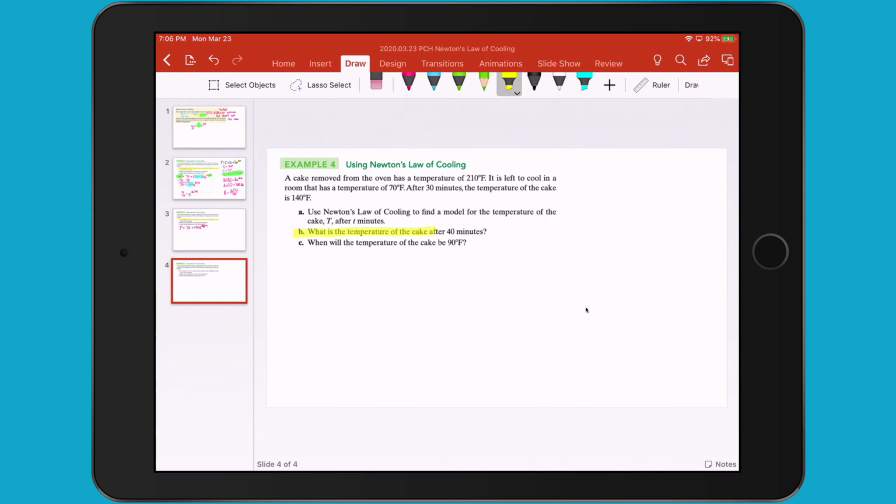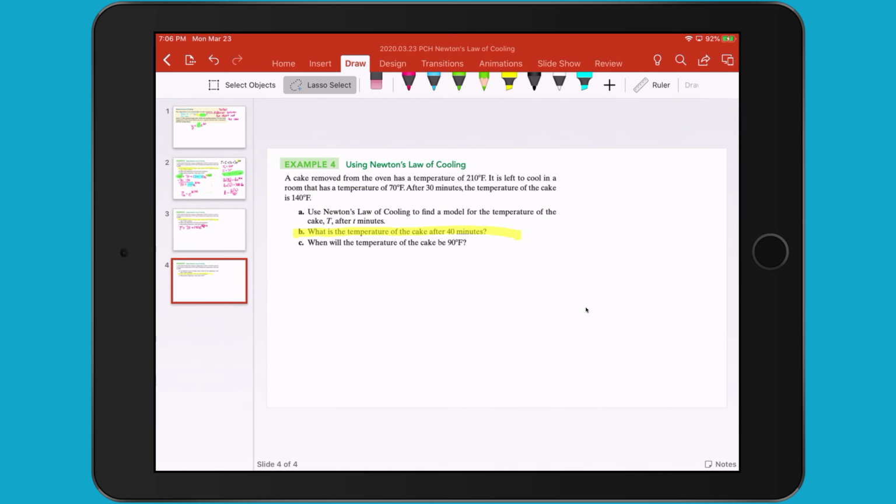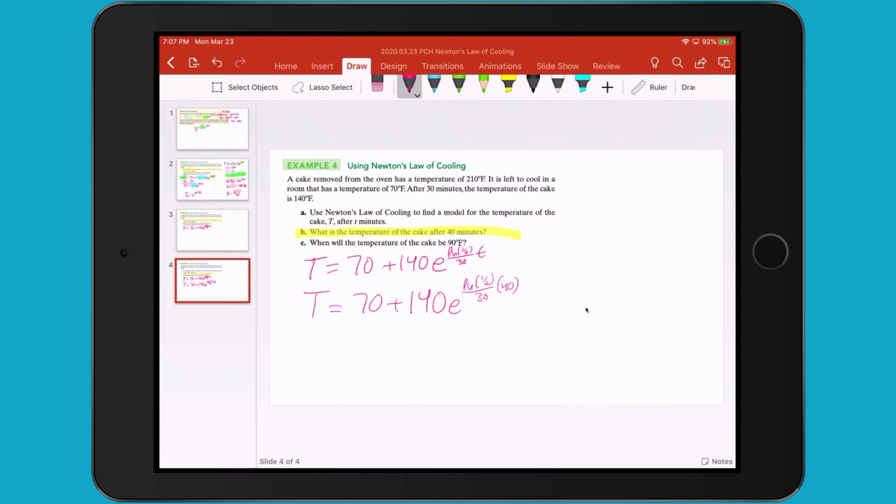Okay. What is the temperature of the cake after 40 minutes? Cool. Well, we got our model here, which honestly I should have kept, but easy enough to copy. Okay, so this is just a matter of plugging 40 into my model. So I'm going to write that T is 70 plus 140e raised to the natural log of 1/2 over 30 times 40 minutes. I don't know what this is off the top of my head, but let's find out.